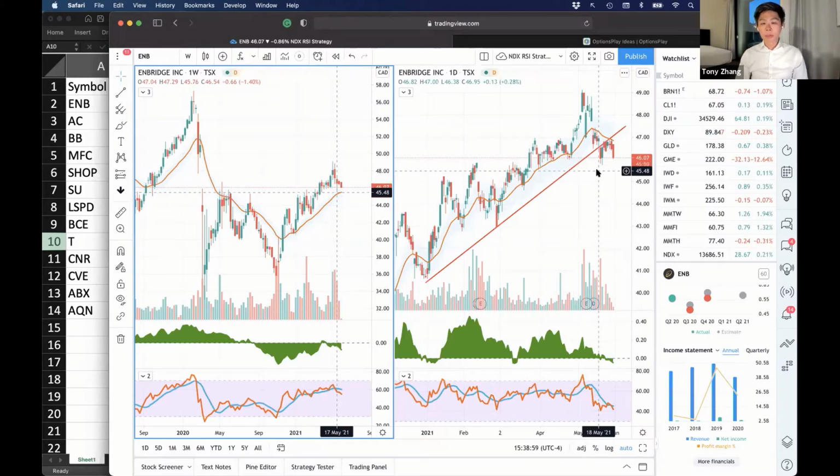But you have to remember this is oil and gas. It's a pipeline business in oil and gas. So this is one of the sectors that are not particularly strong. So keep that in mind as you're investing in this specific sector of the market.